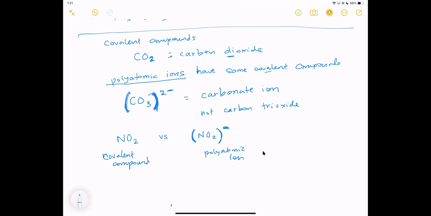So when you write the name of this covalent compound, this one is called nitrogen dioxide. That's going to be different from this polyatomic ion, which when you look on the list is called nitrite. So those names are completely different. Make sure you're never crossing over into those territories. Okay, do you guys have any questions?